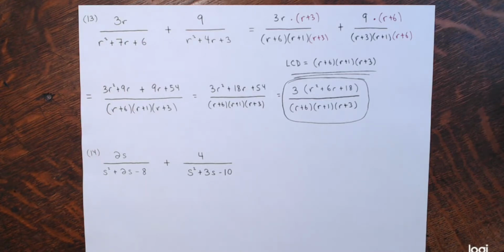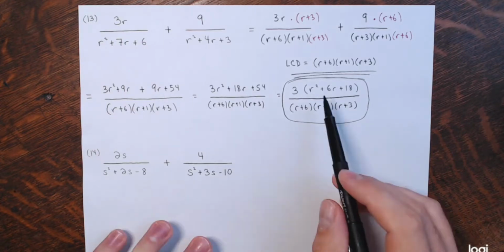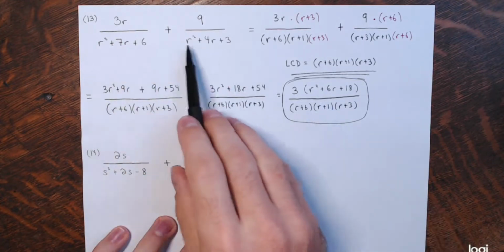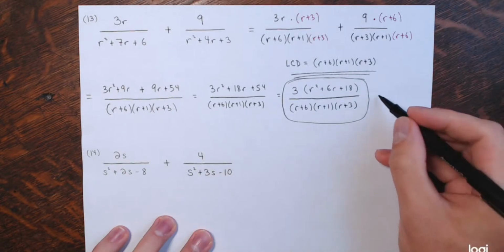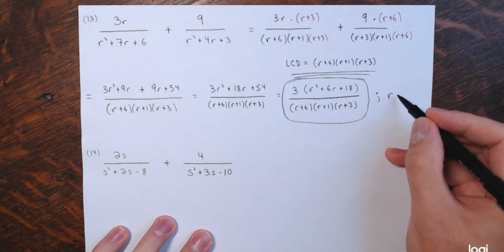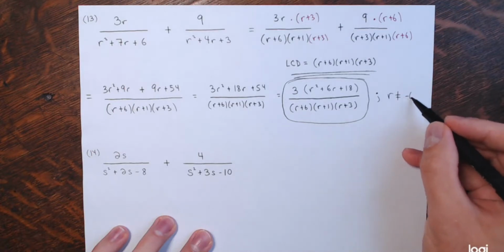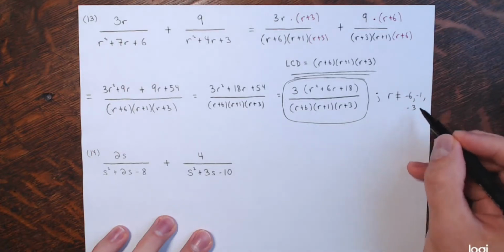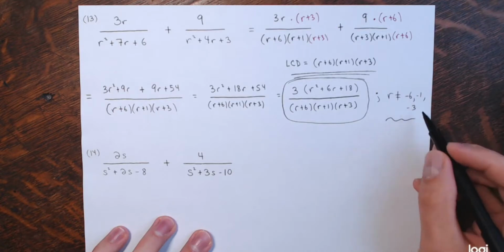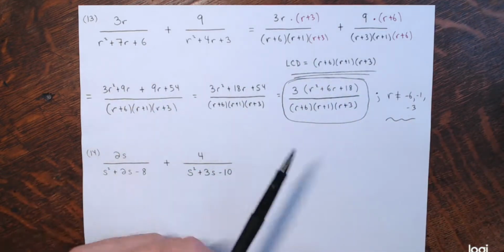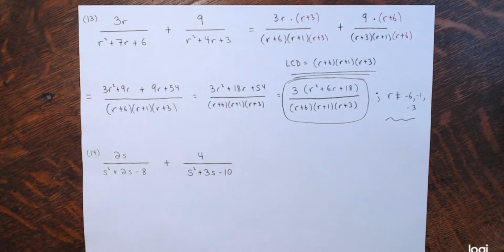Wonderful. And again, the value of this expression should be the same as the value of the sum that we started with for any value of r except -6, -1, and -3. Because if I replace r with any of these three values, you're going to see a denominator of 0 show up throughout the problem, and you can't have denominators that are 0.